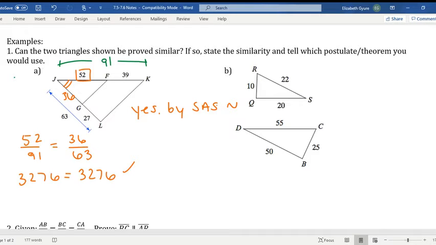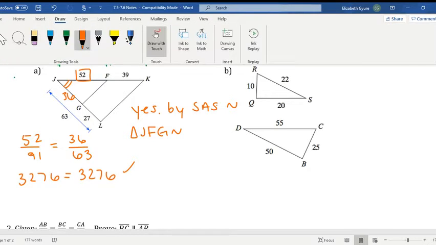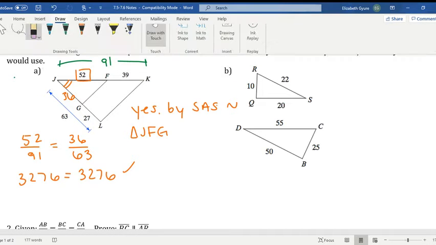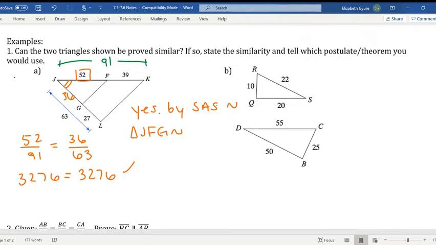And then we want to also state our similarity, which means write our similarity statement. For that, again, make sure you pick your corresponding parts. So if I said triangle JFG is similar to, how would I need to name my other triangle? Any ideas?